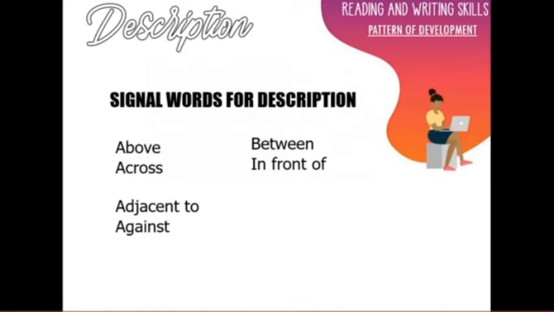Let me give you an example about the definition as well as the description so that you would somehow see the difference of these two. So, for example, try to guess what the pattern of development is used in the sentence that I will be reading. Number one, a personal computer is a general purpose computer that serves as an indispensable tool for college students. What do you think is the pattern of development used in the sentence? Is it description? Is it definition? Is it classification or exemplification?